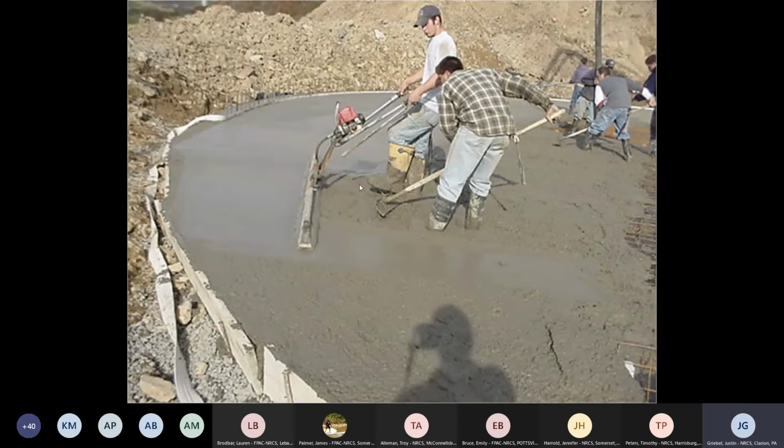And here they're placing the concrete. They've got an aerial pump truck placing the concrete at the back of the picture here, and then you've got the guy screeding the concrete with a power screeder.